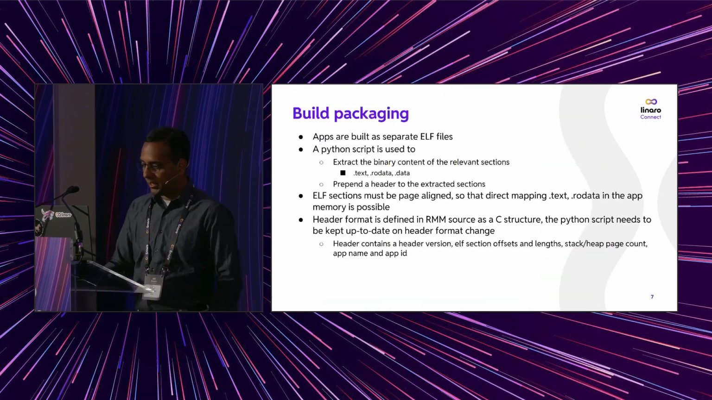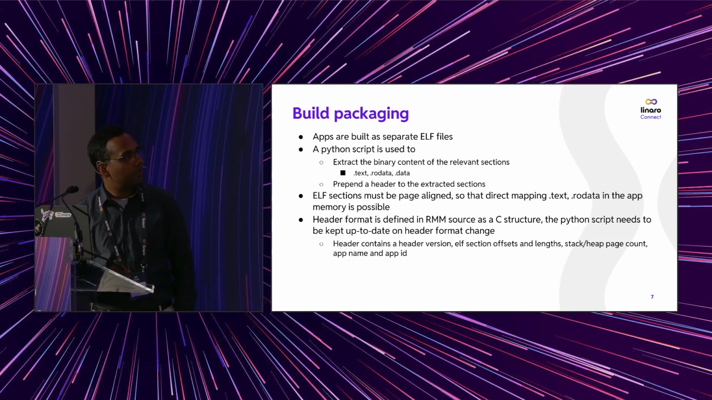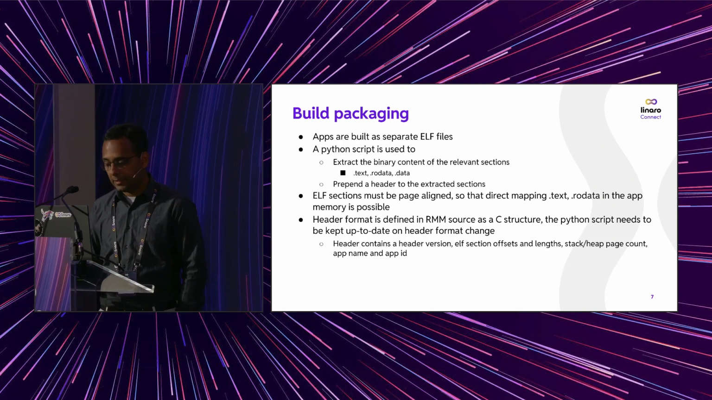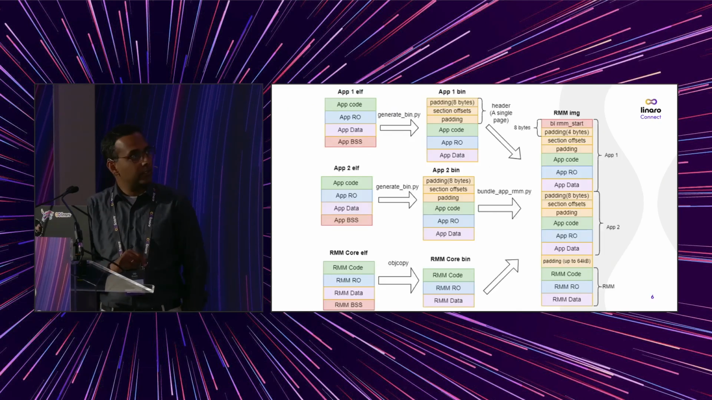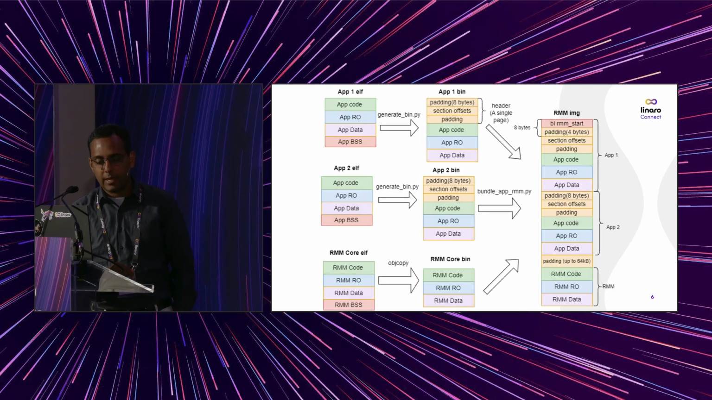So the apps, as I mentioned, are packaged as separate ELF files. This picture shows the overall scheme. We have two apps being shown over there, and then the RMM core at the bottom. We have a Python script which will extract the relevant sections, and it will append or prepend header and padding. And all of those will get finally packaged into this RMM image. So you have the first app at the top and the second app over there, and then RMM at the bottom.